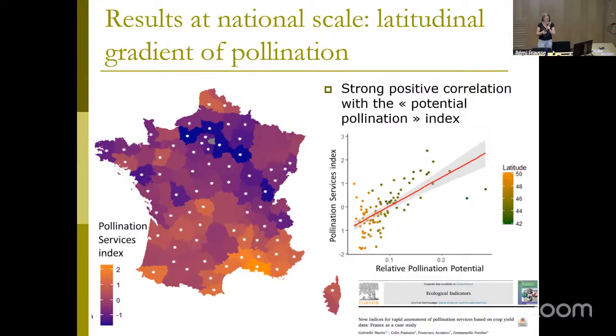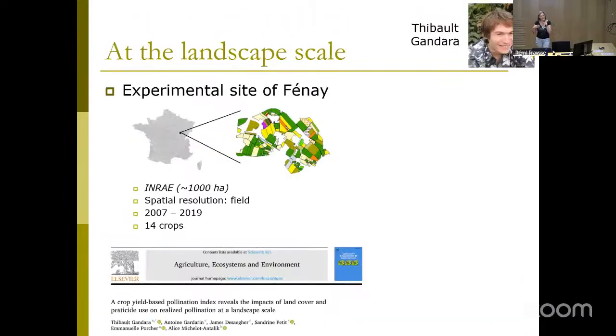And we went a step further because the scale of France was not very convenient to go into the mechanism responsible for this variation in pollination effectiveness, because you have a gradient in climate, in intensity of agriculture, and in semi-natural elements that are related with each other, so it's hard to tell apart the different roles. So we did the same approach, but this time at the scale of just a landscape, using an experimental site of the Institute for Agronomic Research, which is a site near Dijon in France. So it's about 1,000 hectares. And this time the spatial resolution of the data is the single field.